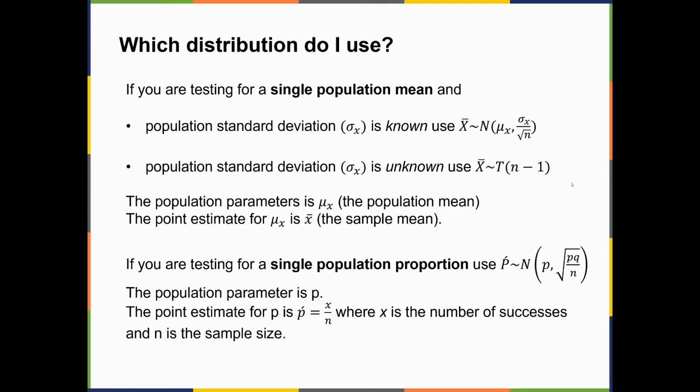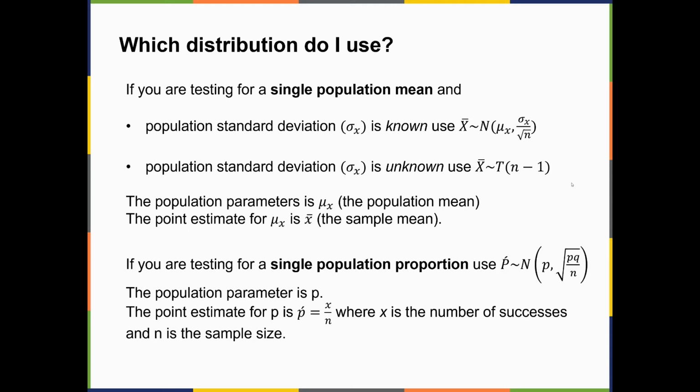If you are testing for a single population mean and you don't know the population standard deviation, then you're going to use the student's t-distribution with n-1 degrees of freedom. The population parameter is mu sub x. That's the population mean. That's what we're trying to estimate. And the point estimate we're going to use for mu sub x is x bar, which is the mean of the sample.